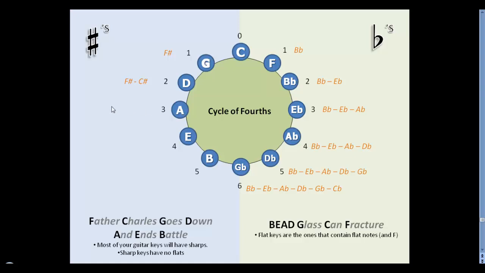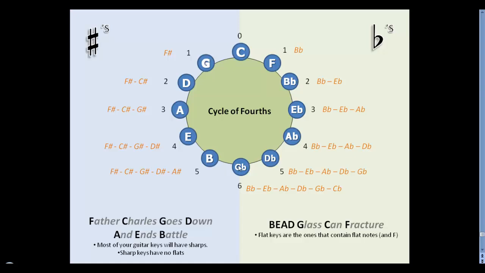All right. Father Charles Goes Down. Stop at G sharp because G sharp is right before A. All right. E, the letter before it is D. So Father Charles Goes Down, F, C, G, D. B, the letter before it is A. Father Charles Goes Down, and F, C, G, D, A.